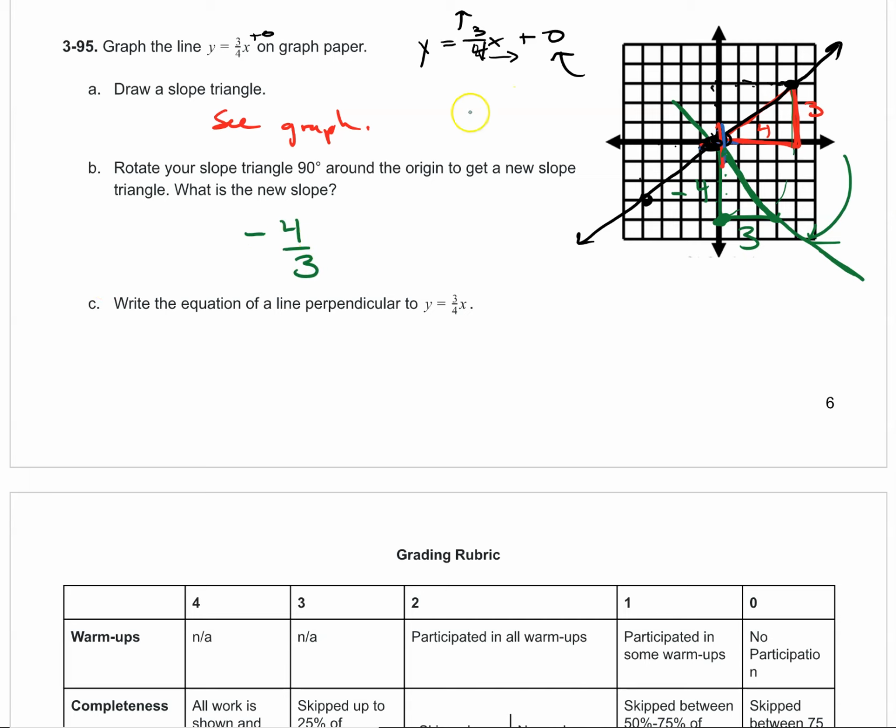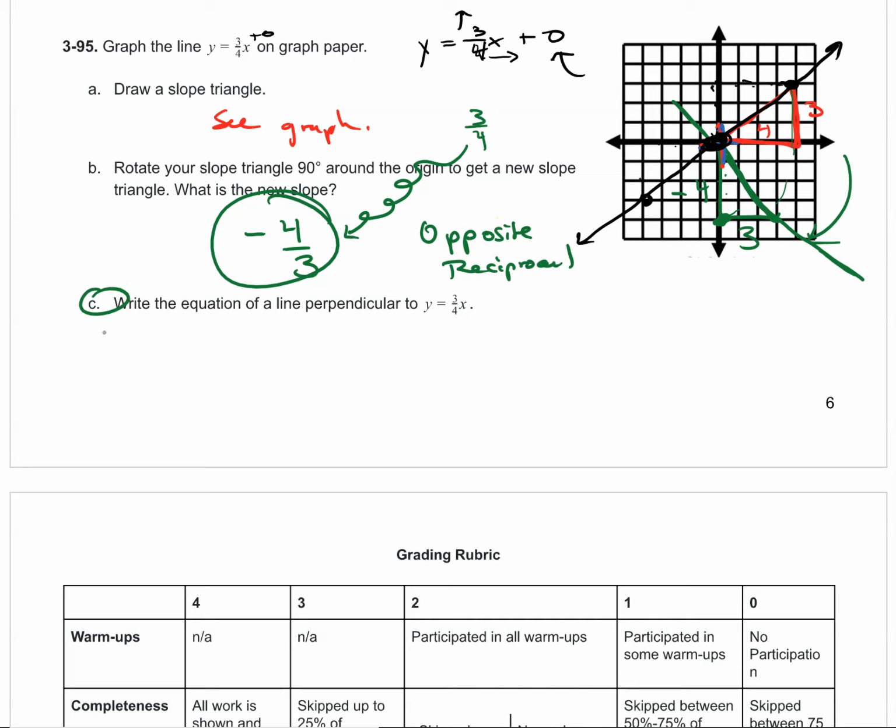So what happened? 3 over 4 became 4 over 3. It went upside down and opposite sign, opposite reciprocal. And I'll let you write the equation. That is it for today.